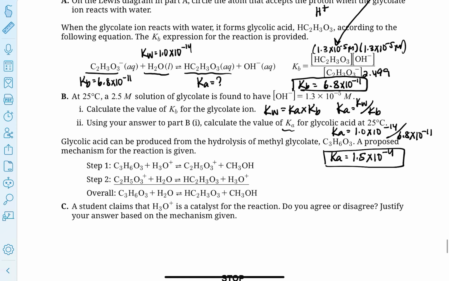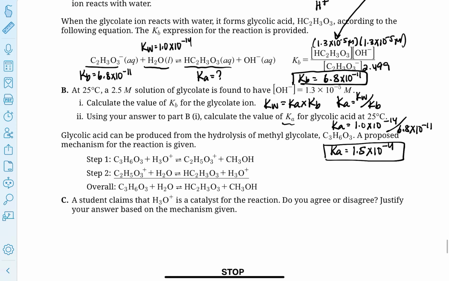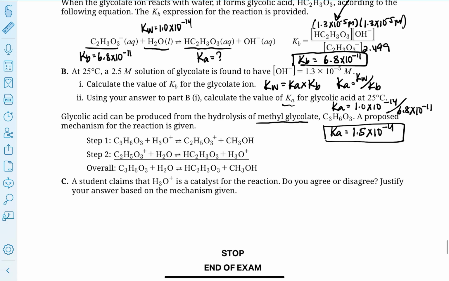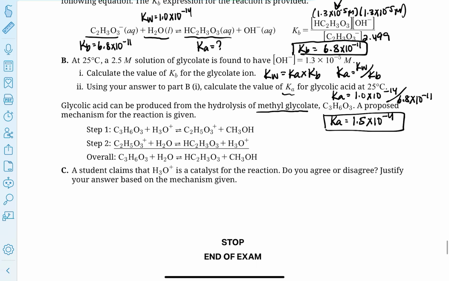And then finally in question 7, I'm shown a reaction mechanism of how to produce methyl glycolate, and I'm shown step 1 and step 2, and I'm being asked, is H3O+ hydronium a catalyst for the reaction? So yes, it is. We can see that it's a reactant over here in step 1 and then a product in step 2. So the definition of a catalyst is that it has to be a reactant first to speed up a reaction. In this case, that would be step 1, and then it's a product after.